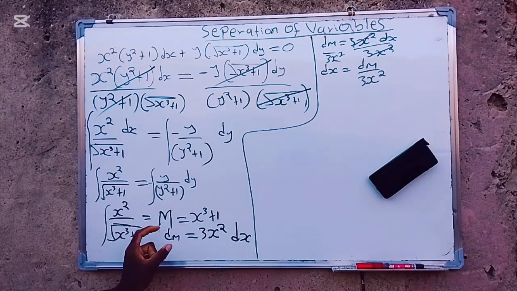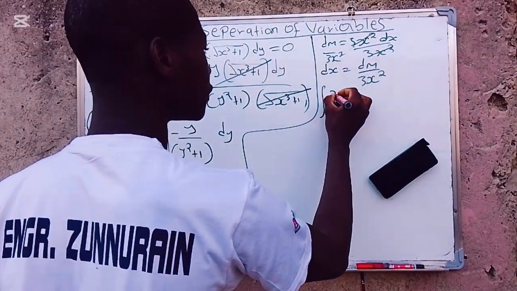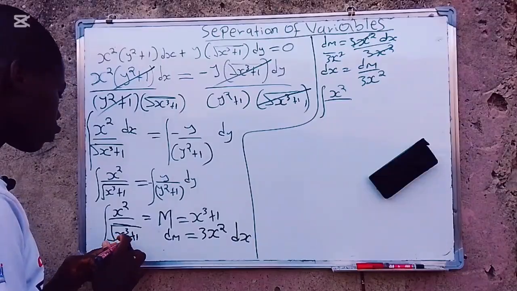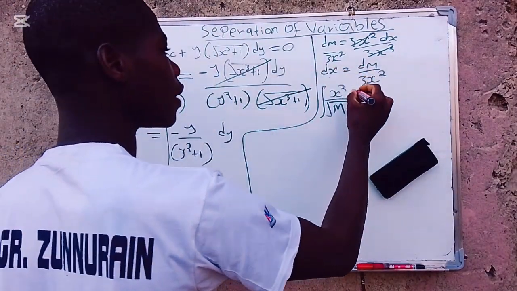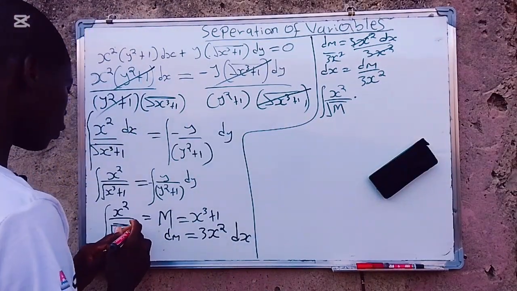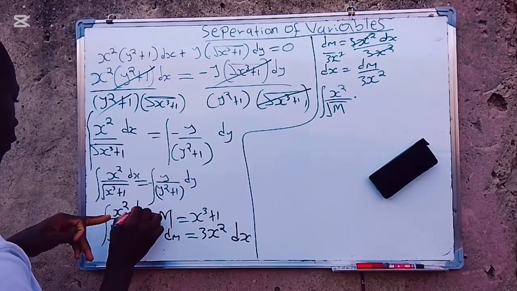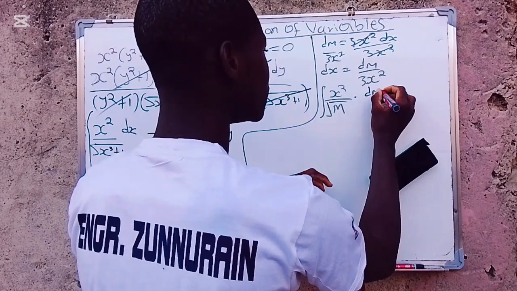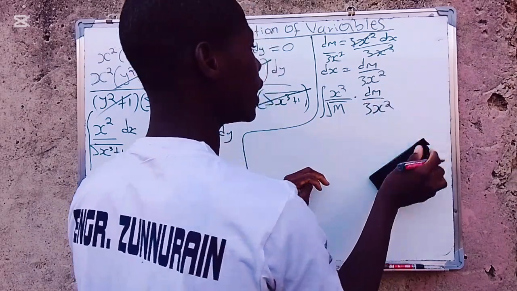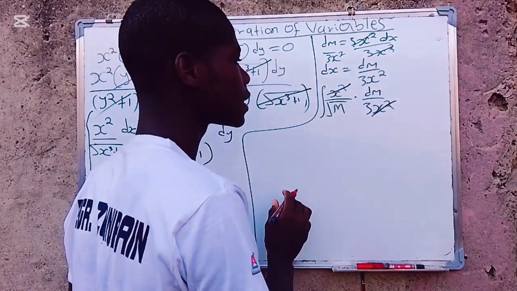So I'm going to substitute this value of m into this integral. I have the integral of x squared divided by the root of capital M, since I said this to be m. And what is the value of dx? It is dm over 3x squared. The next thing is that, as you can see, this x squared will cancel x squared.